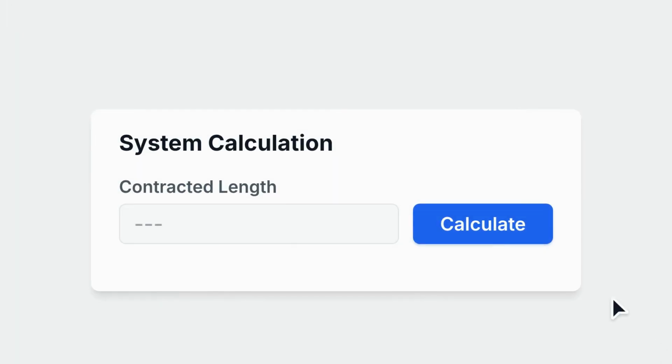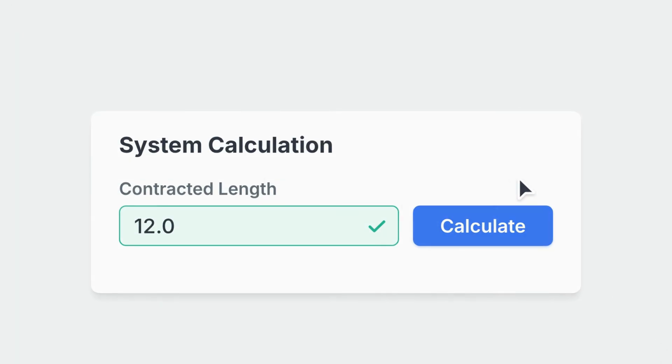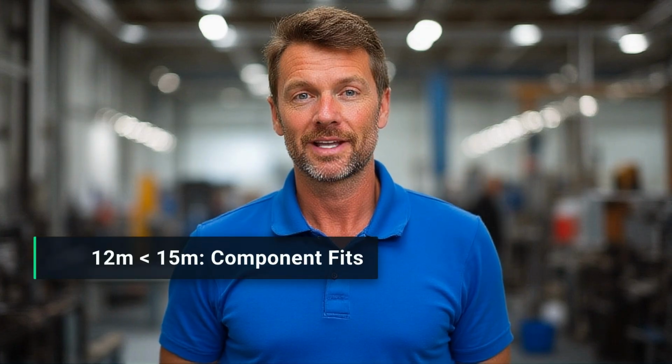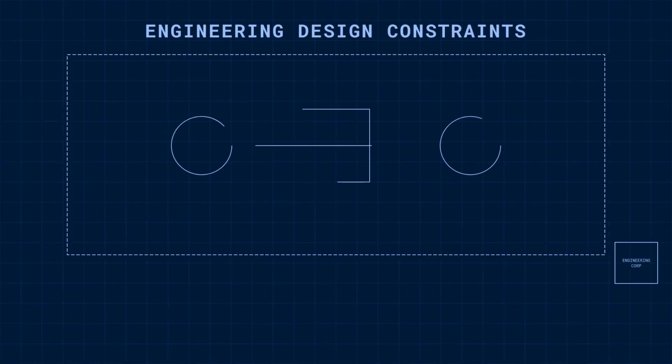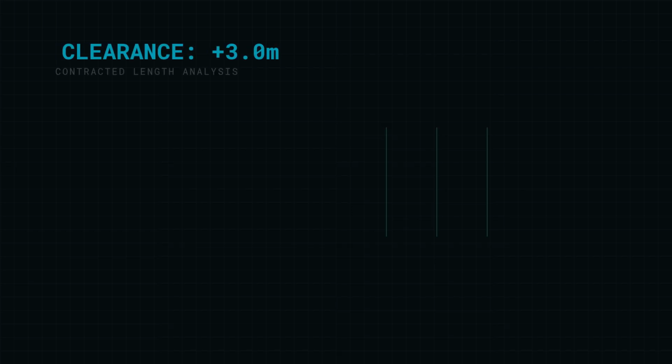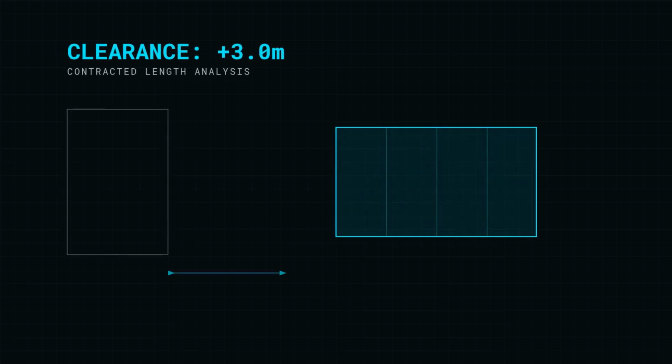When you calculate, the contracted length shows 12 meters, confirming the rod does fit through the gap from the stationary observer's perspective. Each output directly relates to engineering design constraints. The contracted length tells you the apparent size of moving components, critical for clearance calculations in high-speed applications.